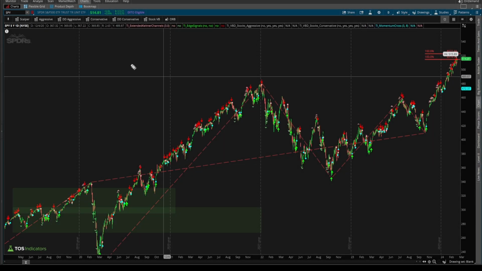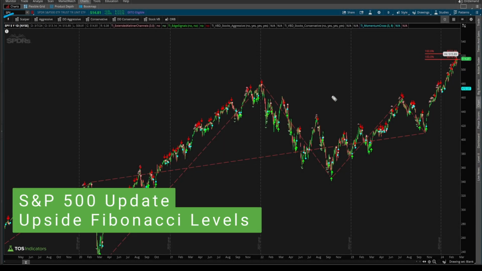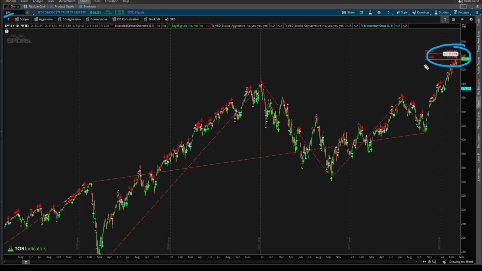In today's video, we're going to zoom in on the S&P 500. I'll share some Fibonacci zones which the S&P has broken into today, along with ways to take advantage of this move from a day trading and a swing trading approach. Let's start with the Fibonacci levels first.